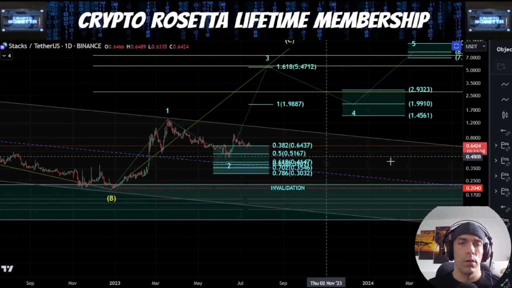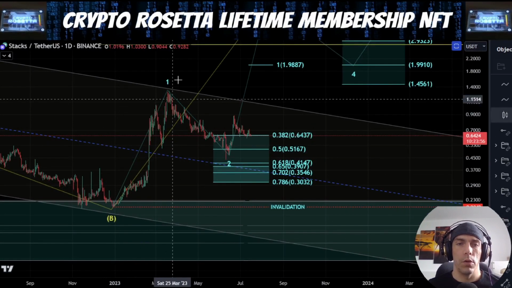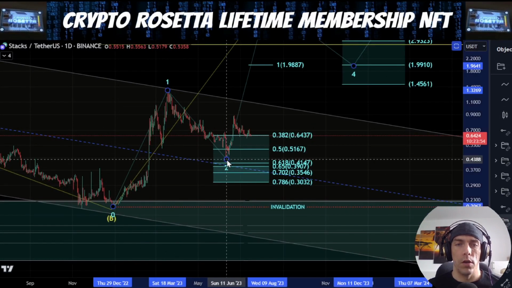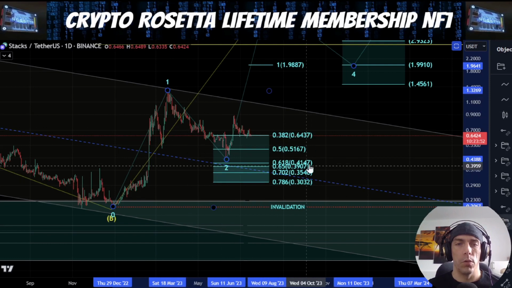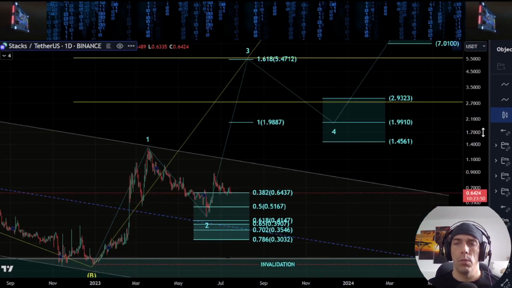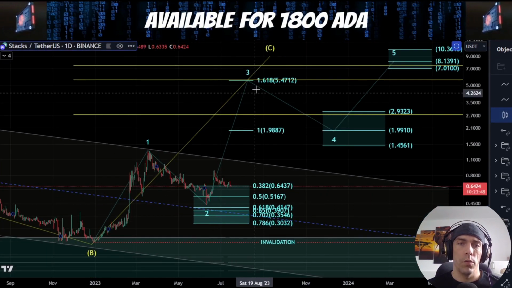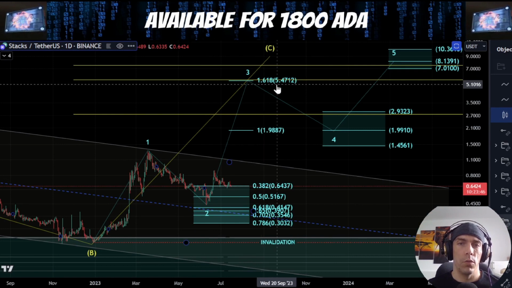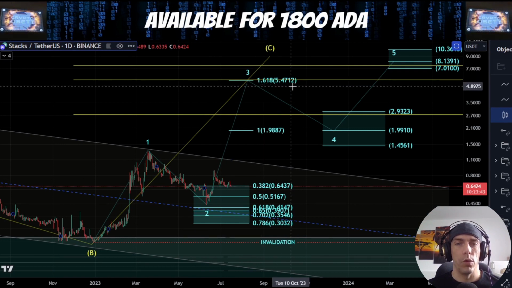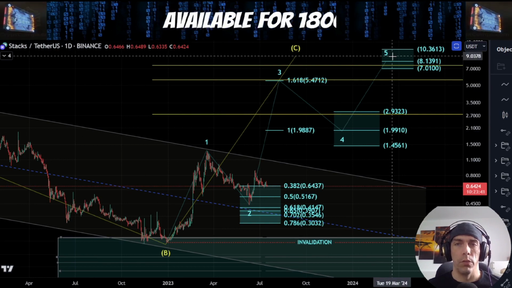So what we are looking for within this count is that effectively we could have this as 1-2. We did come down into our blue support box range that we were talking about in the previous videos. And now what we need to be on the lookout for is that if we are looking for this as a third wave to confirm, we need to see a price push up towards this 547, in which case we'd be looking for a fourth and a fifth.